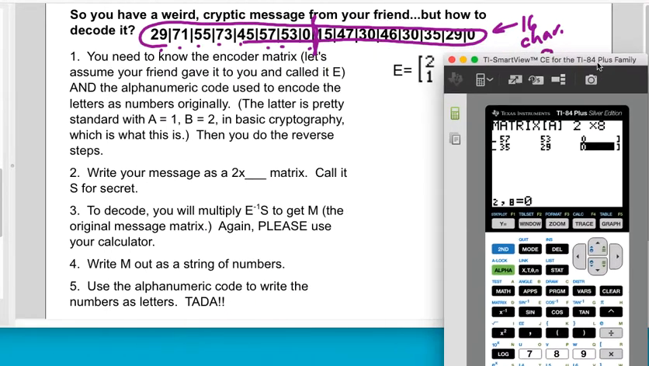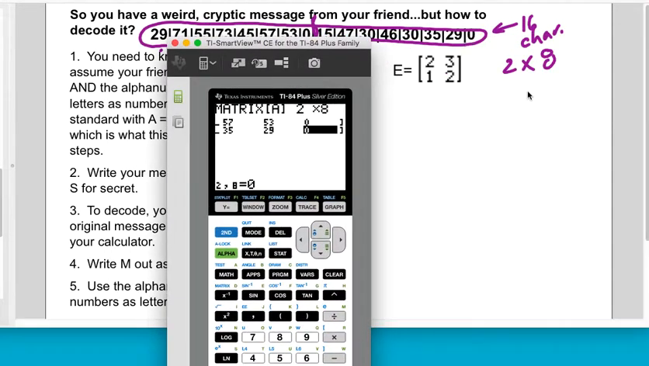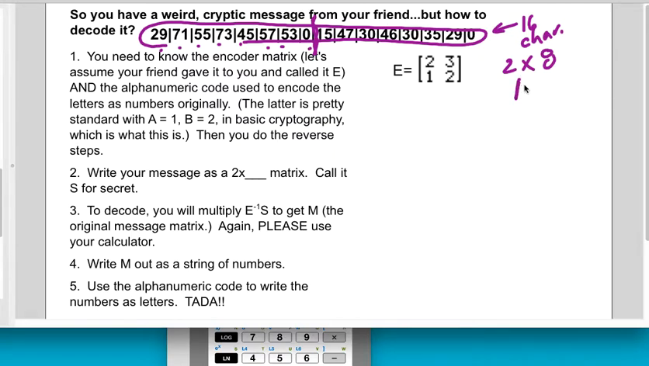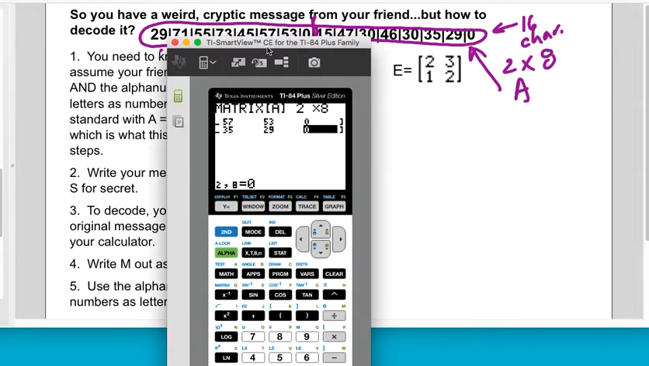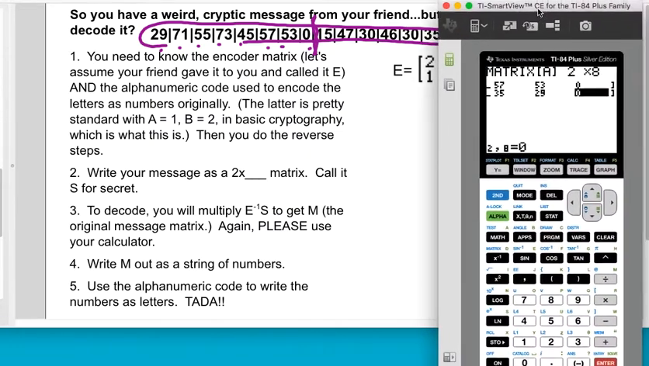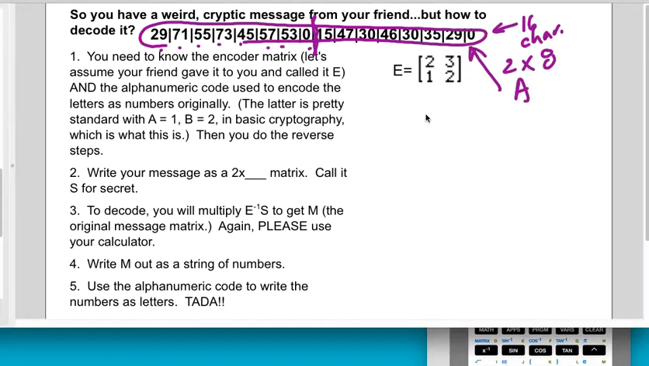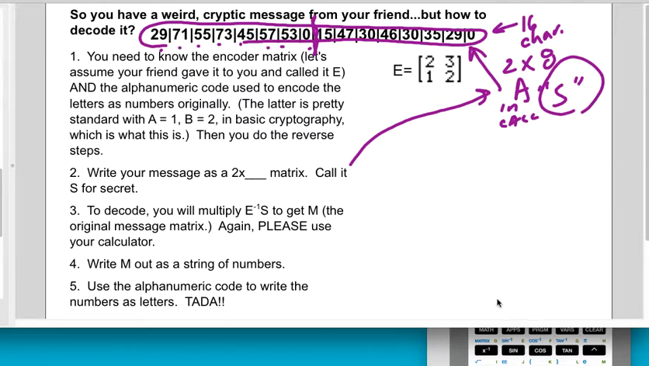Cool, so I get my matrix in as A. I put this matrix S, that was my secret matrix, in as A. So I write it as a 2 by whatever matrix, and I called it S for secret. So I put it as A in my calculator, but that's my secret message, matrix S. Because E was the thing that encoded the message, in order to decode it, I need E inverse.